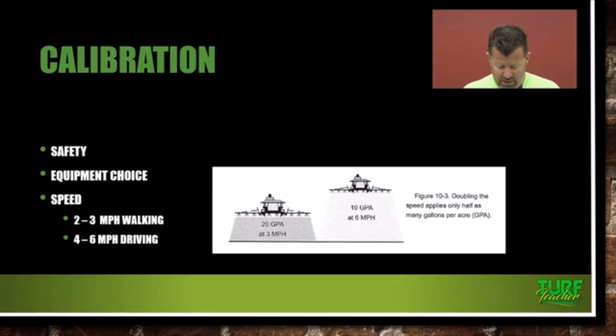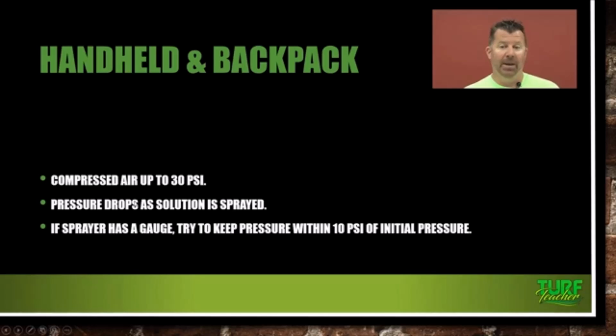Slowing down will produce the higher rate. And so when you're tired in the afternoon and you're slowing down, you're putting out more chemical than needed. And that's in violation of the law, right? You cannot put more pesticides down than is required by the label.